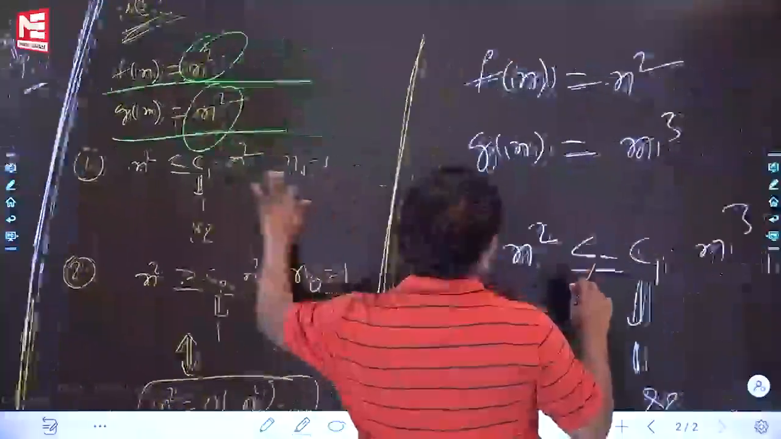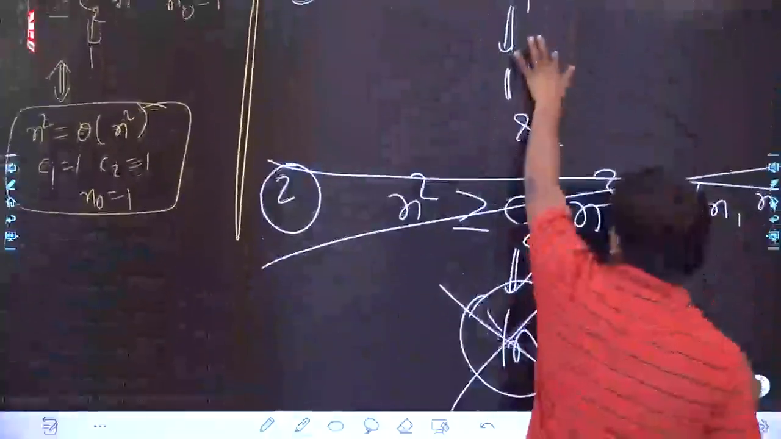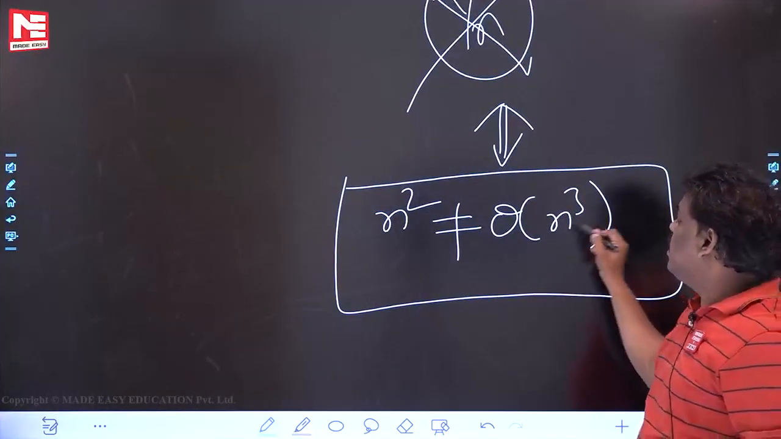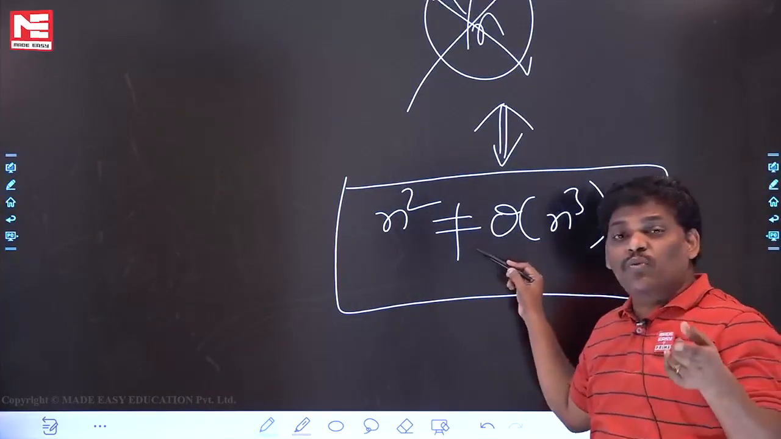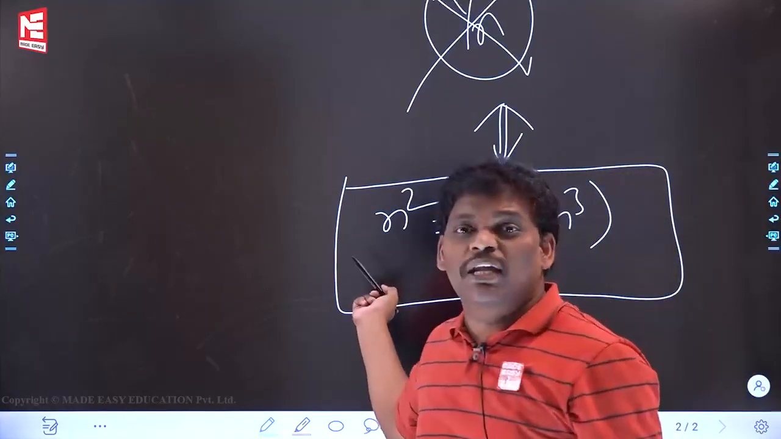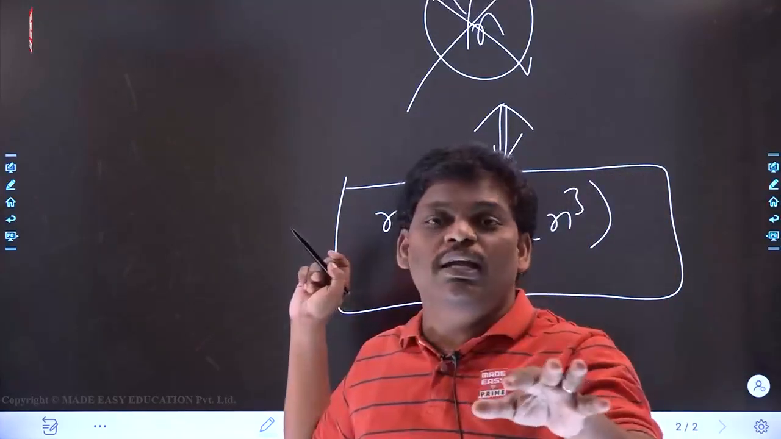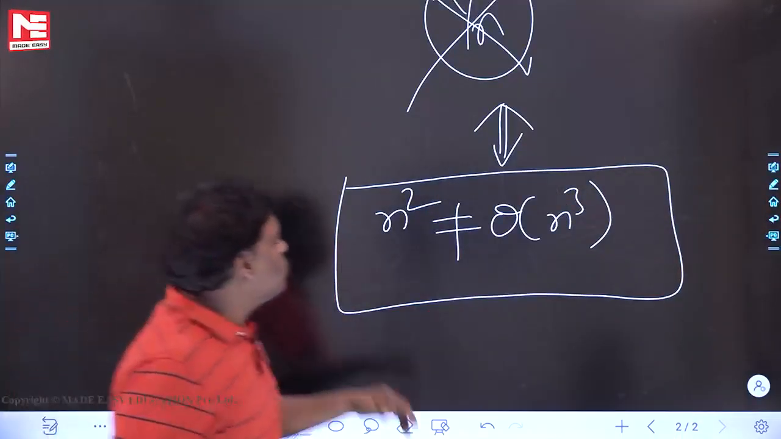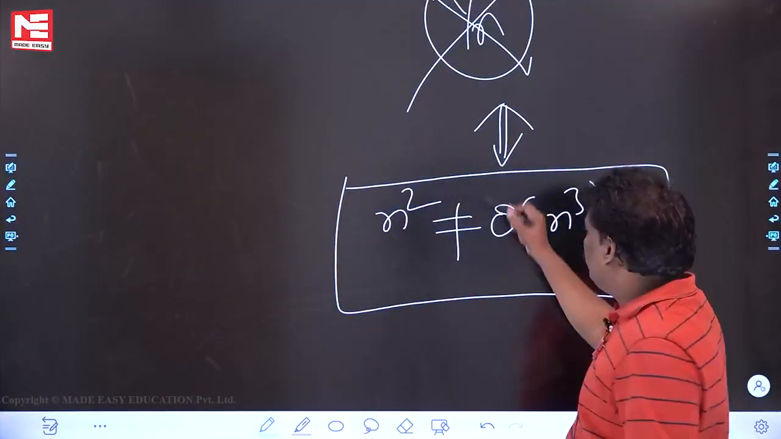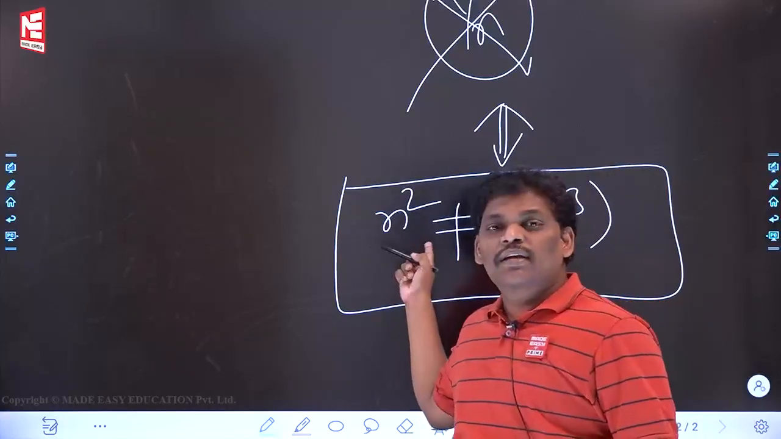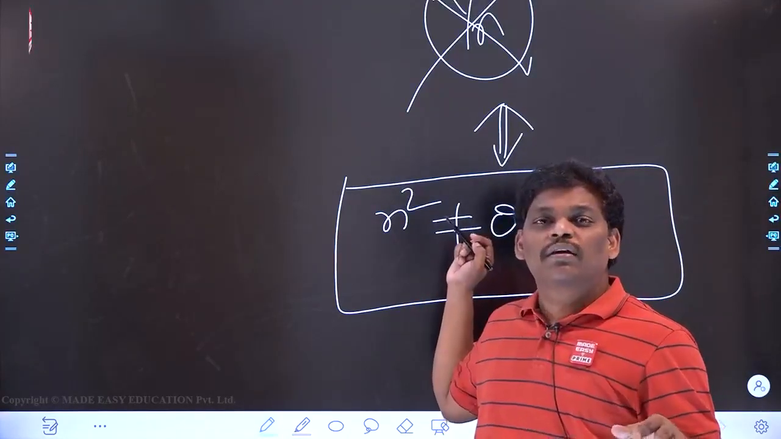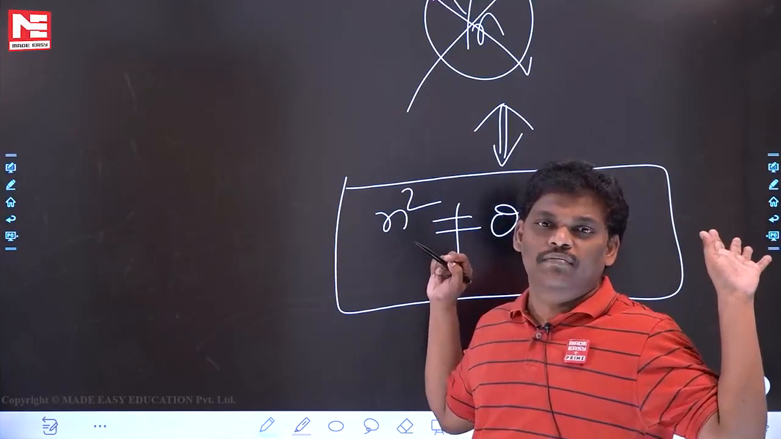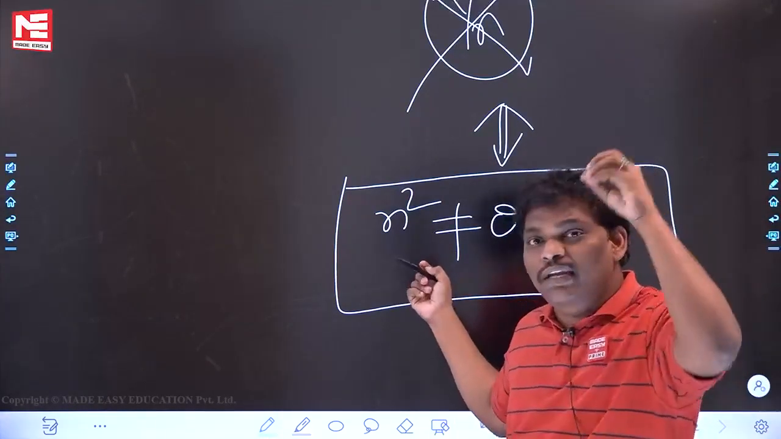Come to the last problem. See the last problem: n square is theta of n cube. What is the meaning? N square is theta of n cube fails. They are not asymptotically equal. Asymptotically fail means mathematically fail. Right? Theta fails. What is the meaning? Asymptotically fail. Asymptotically fail means mathematically also fail. Please be careful. Asymptotically itself fails.